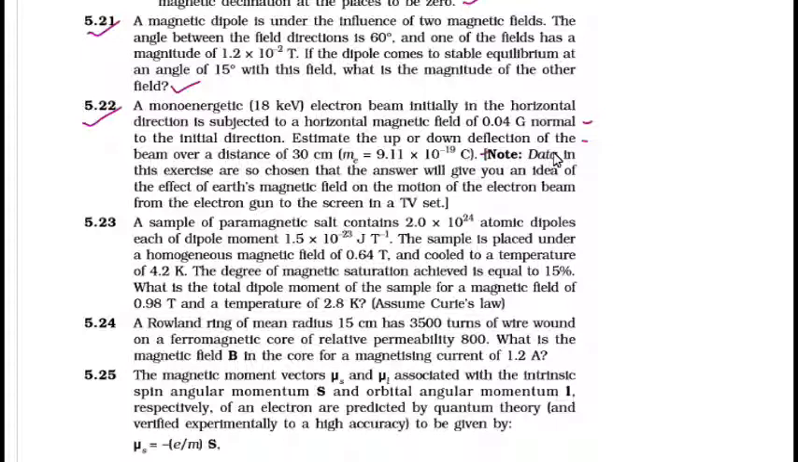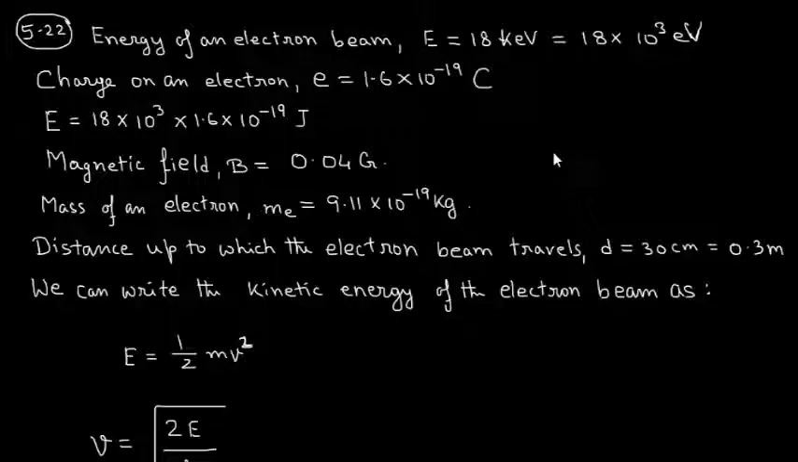Let us see the solution. So the solution for 5.22. Energy of electron beam E is equal to 18 kilo electron volt, that is 18 into 10 to the power 3 electron volt. Charge on the electron e is equal to 1.6 into 10 to the power minus 19 coulomb. E is equal to 18 into 10 to the power 3 multiplied by 1.6 multiplied by 10 to the power minus 19 joule.